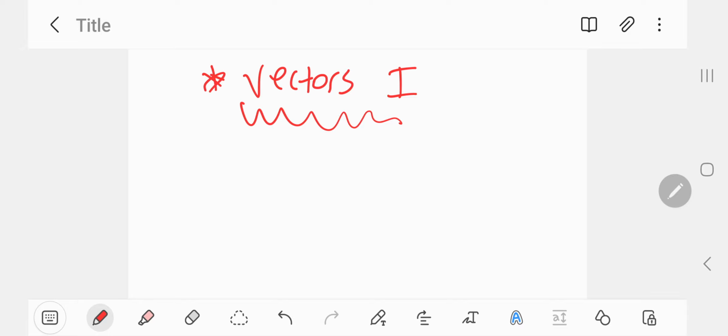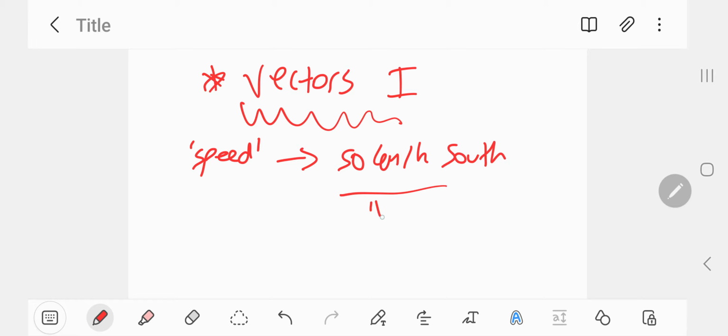So when you want to know how fast you're going along a road, let's say, you simply tilt your head down and look at the speedometer. Okay, that's your speed. Now if you decide to add a direction to that speed, let's say 50 k's per hour, south, then this is what we call a vector.